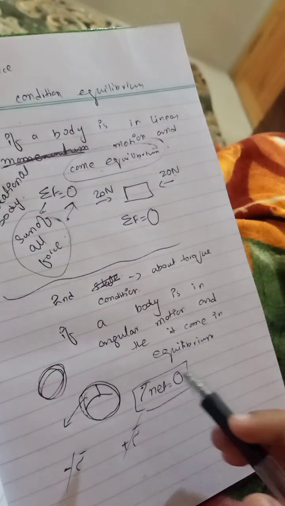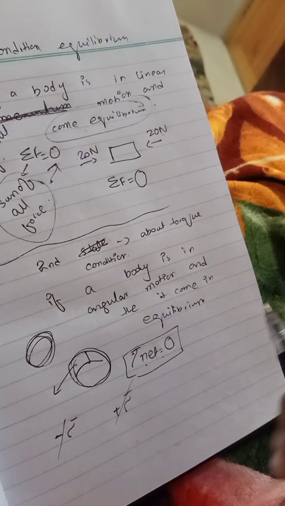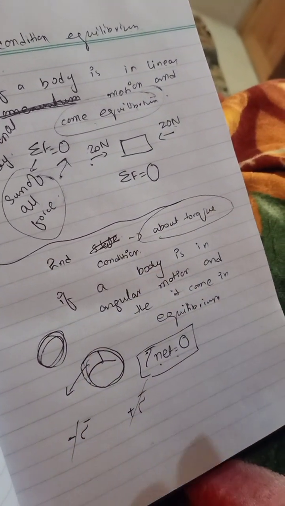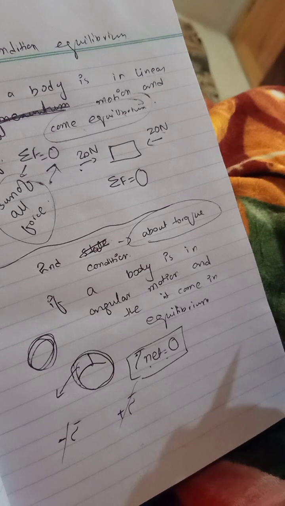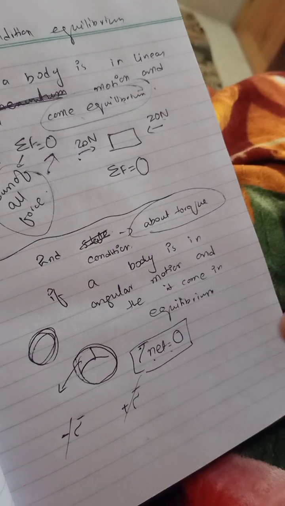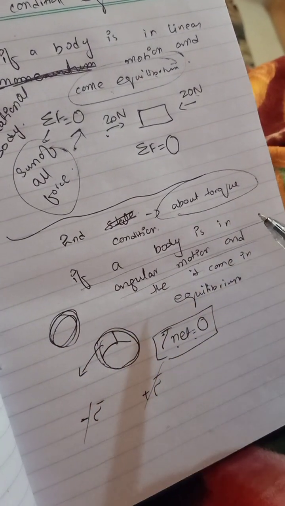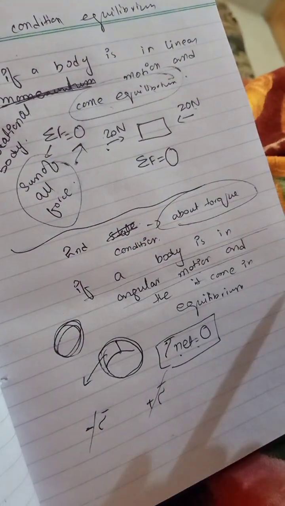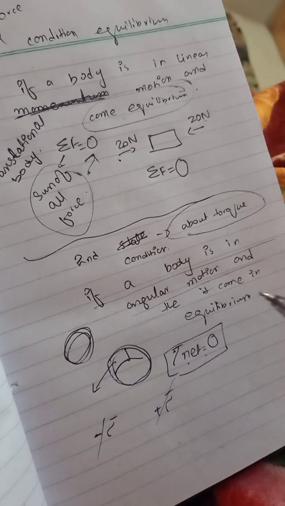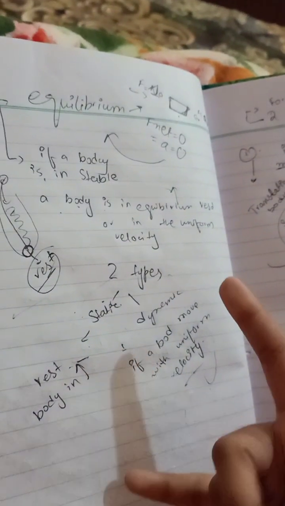So for linear motion we call it the net force, and for angular motion the net torque is equal to 0. This was about the net force and this was about the net torque. The clockwise and anti-clockwise torque is called the principle of torque. Through the definition you can easily understand: if a body is in angular motion and becomes stable or in equilibrium, that is called the second condition. So these were the two conditions as well as the two types of equilibrium.